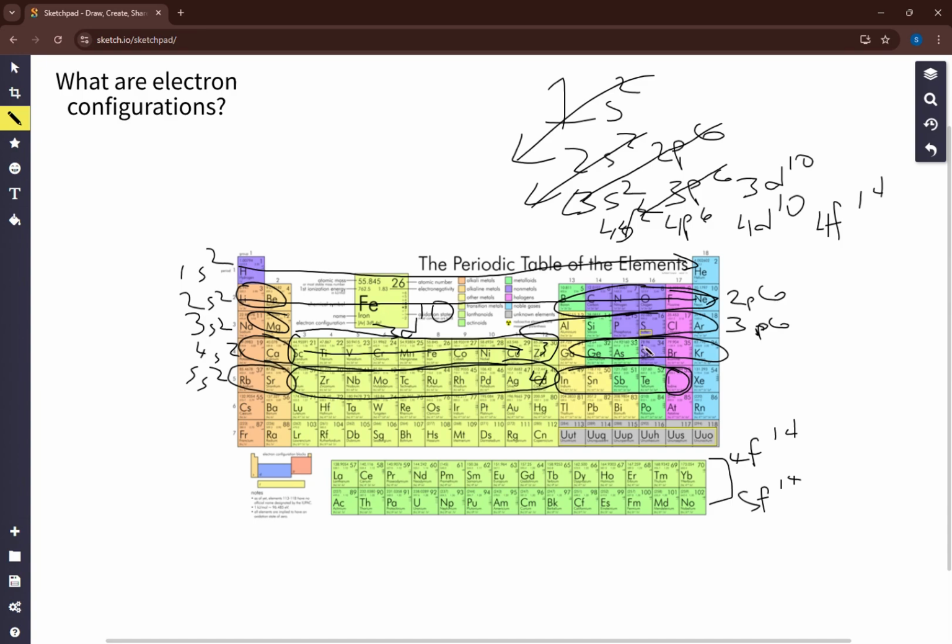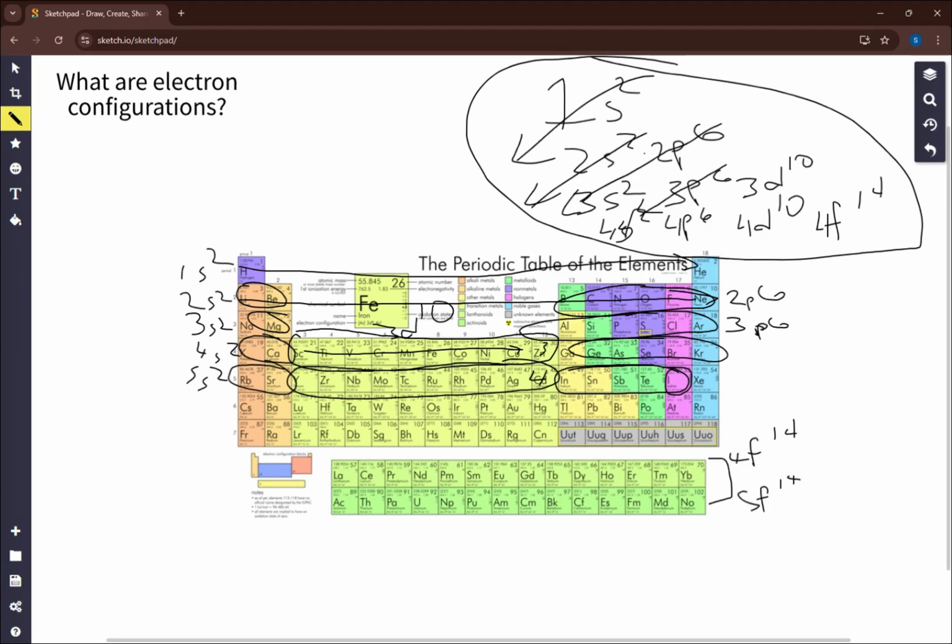So that's how the periodic table can be used to find electron configurations. It's super useful. It's a lot better than using this method over here if you have a periodic table that you can use.